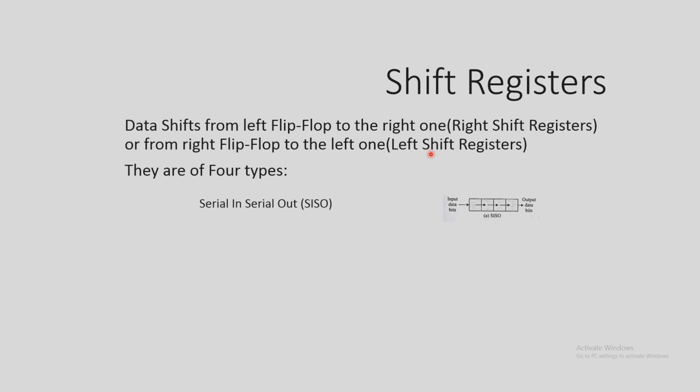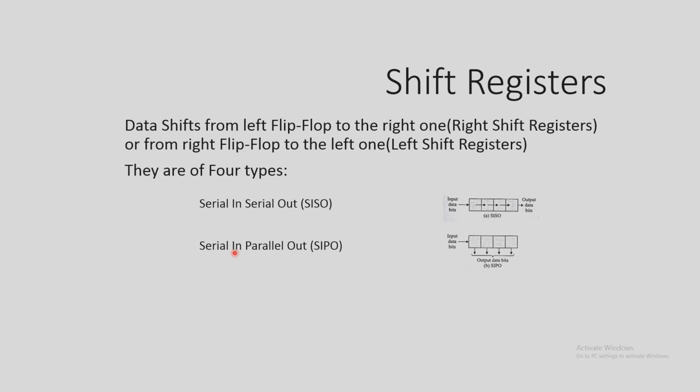They are basically of four types. First type is serial in and serial out. Basically, this categorization is done on the basis of the style of input and output. So input is done serially and output is also done serially. So input will take place from one side and that data will shift from left to right and so on, and at the right end output will be taken out. So serial in, serial out shift registers.